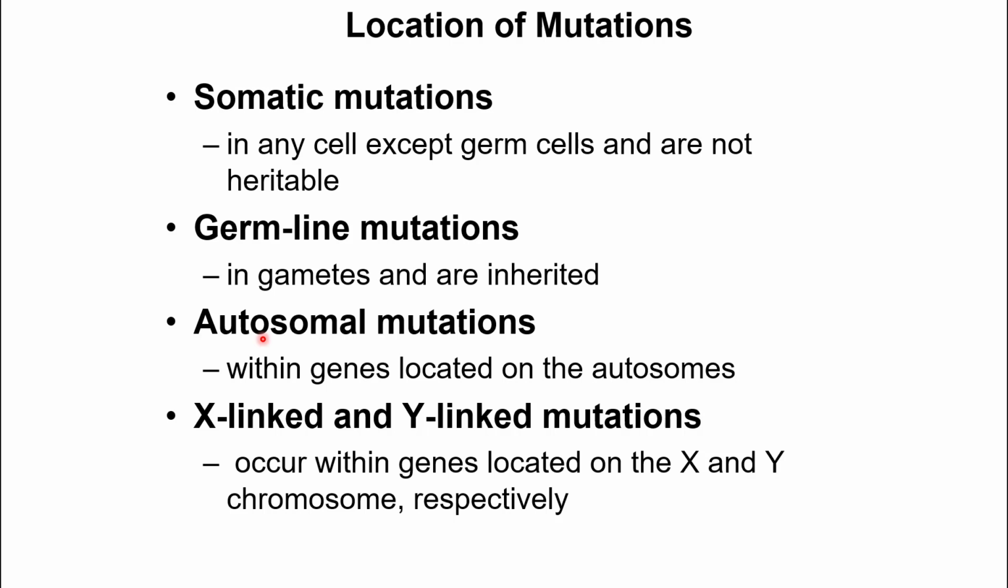Okay, so let's talk about how we can classify mutations. We already talked about spontaneous first induced. We can also have what we call somatic mutations. Those are the ones that occur in the germ cells, or germline mutations that occur in the gametes. We can have autosomal mutations. So if a mutation happens on the chromosome or a gene that's located on the autosomes, that would be an autosomal mutation. Or we can have X-linked or Y-linked mutations if those genes are associated with the X and Y chromosome.